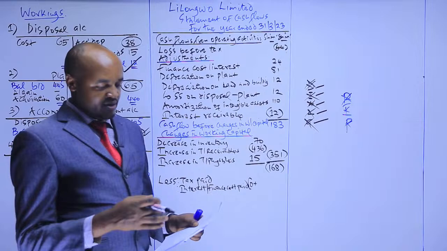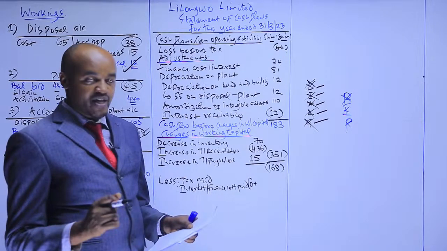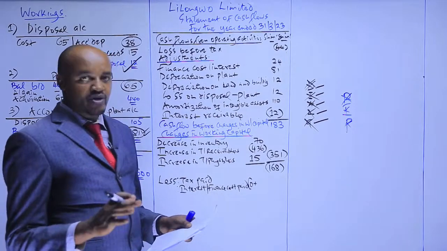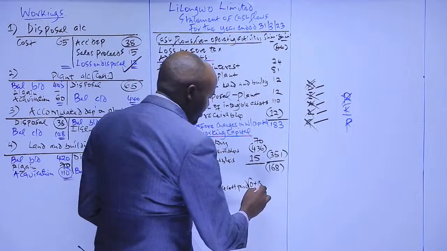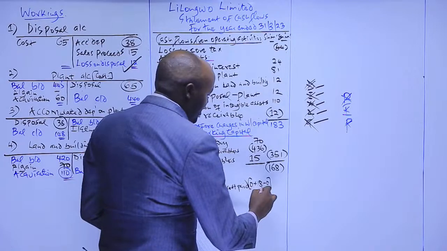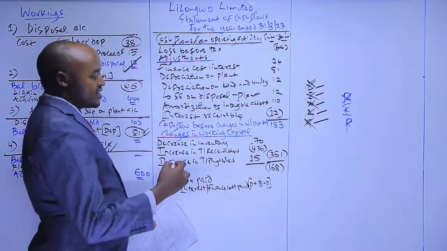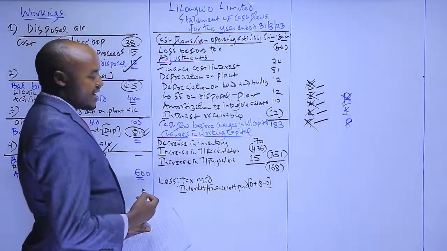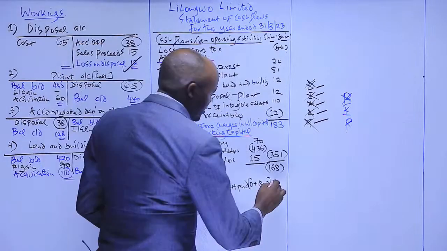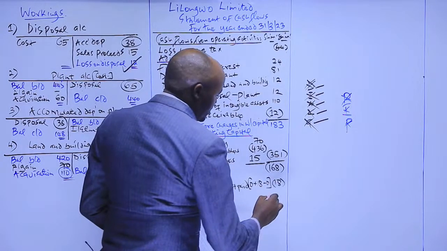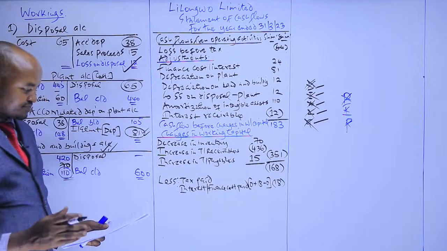A finance cost, we are told, includes the penalty on loan redemption. That penalty, we are not going to consider it here. We only take into account the figure of 18. So we add 18. After adding the two, the accrued interest at the start and the interest for the current year, which is in the income statement, less the accrued interest at the end. And basically that will give you the interest which was paid.